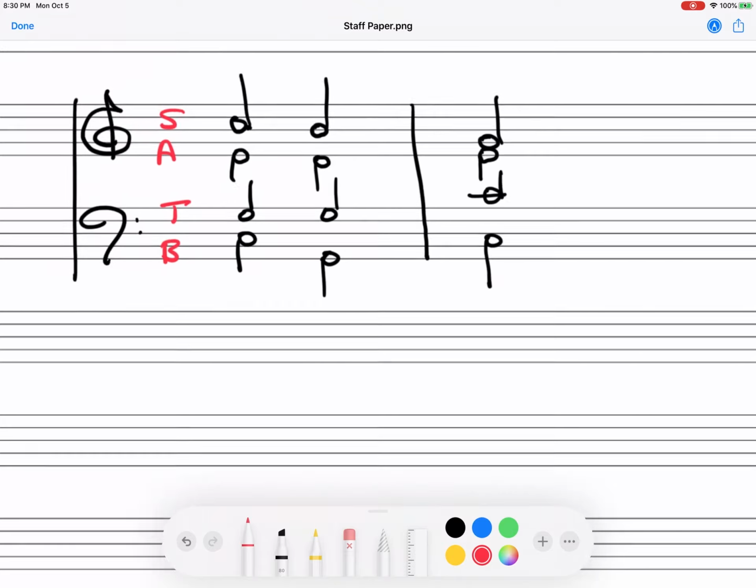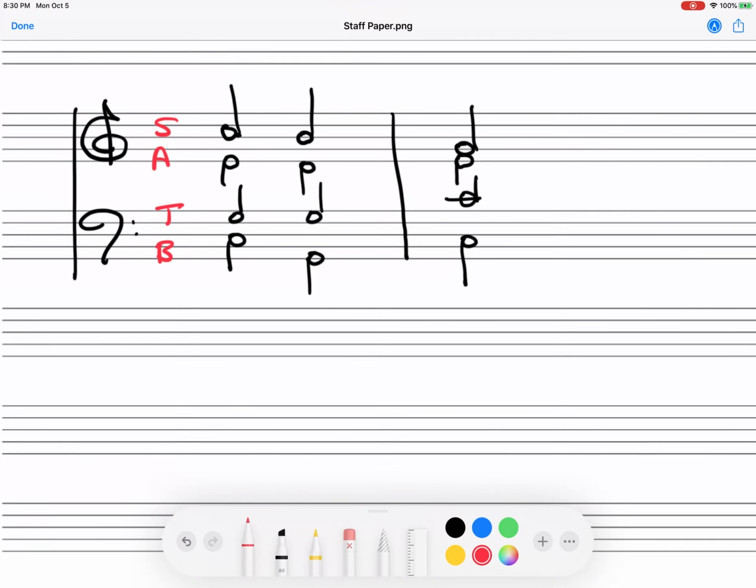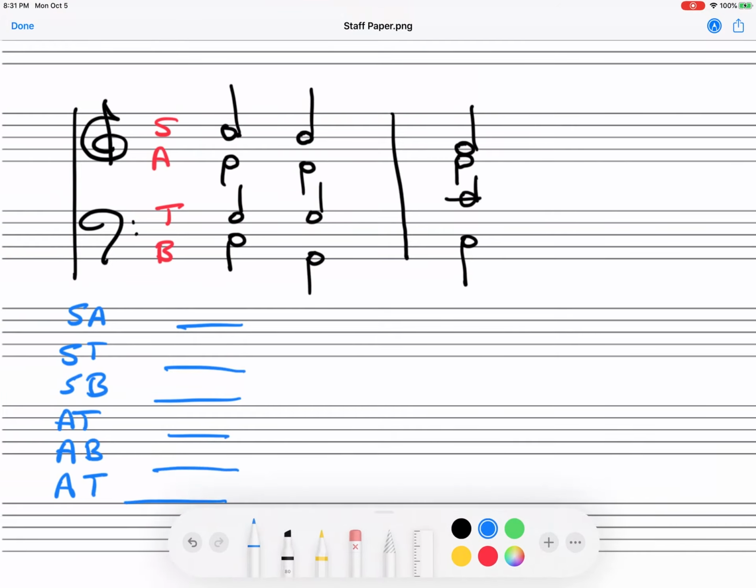Now, when we look at these voices, we have to look at every possible pair of voices. So how many are possible with these four? Well, soprano and alto, soprano and tenor, soprano and bass, alto and tenor, alto and bass, and alto and tenor. These are the possibilities of pairs of voices. And what we're looking for is the type of motion between each of the voices.